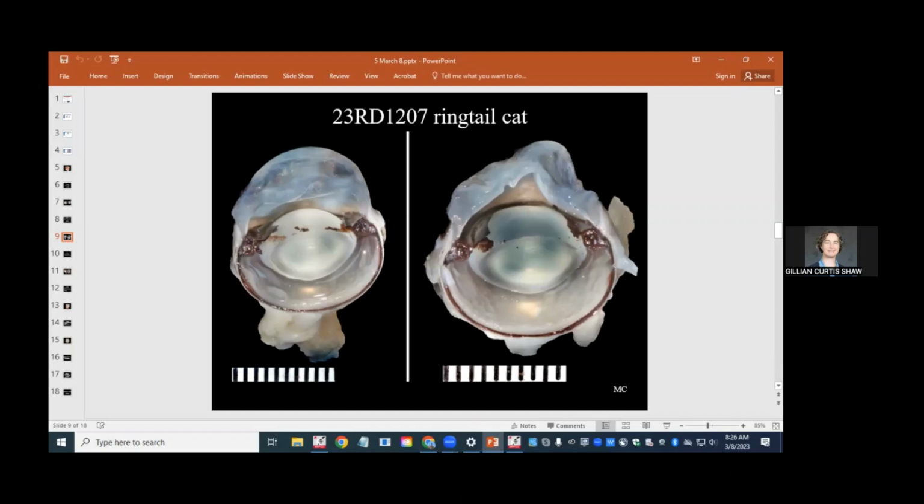On the gross photo here, this is both globes side by side. They were basically both submitted in the same jar. So right or left, it's hard to tell which. But either way, they have very similar presentations.